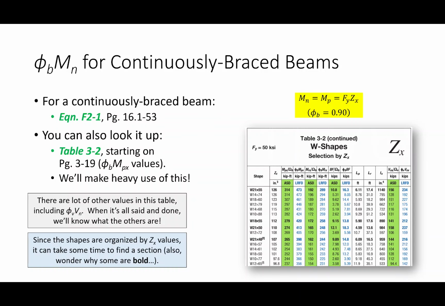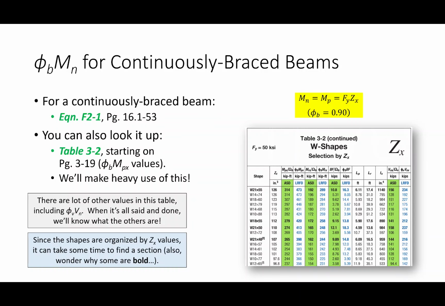The first thing I want to point you to is table 3.2. This is a tabbable page. We're going to be using this pretty much for the rest of the semester. This is table 3.2. You will probably just hear me call this the ZX chart, obviously because of the big old ZX there in the top right corner. But the ZX table is an incredibly valuable resource.